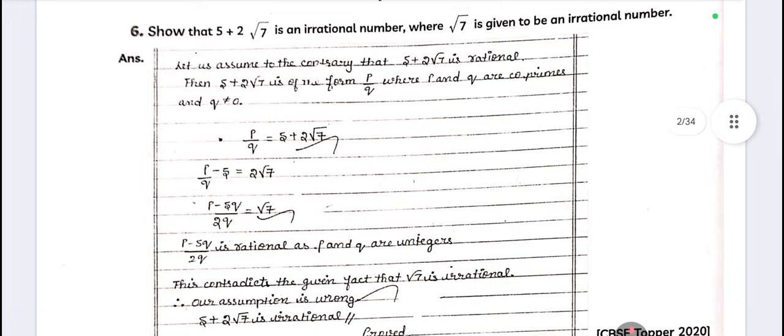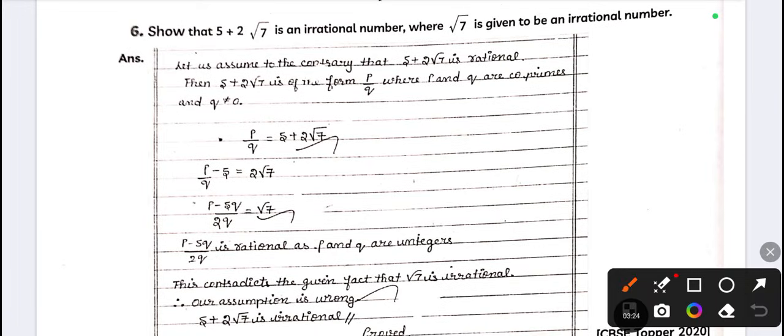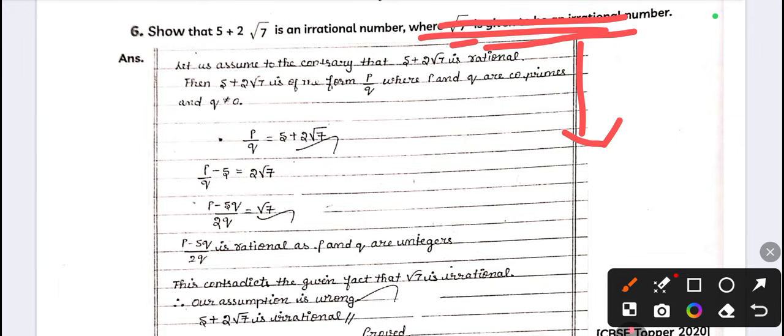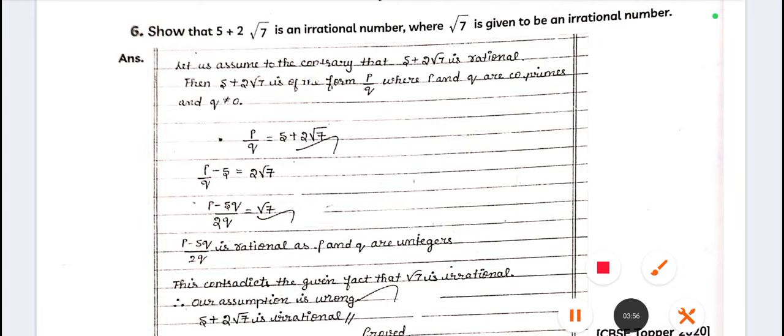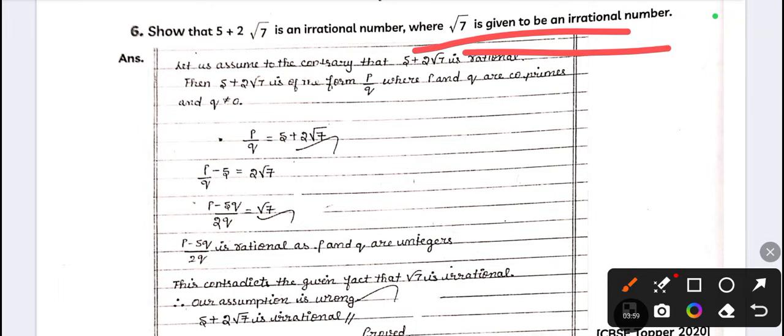And our own favorite, we are expecting an easier one. They may ask this type of question in the exam. Prove 5 plus 2 square root 7 is an irrational number, given that root 7 is irrational. Children, very important: whenever they say root 7 is given, you don't have to prove it. If the question only said prove 5 plus 2 root 7 is irrational, then we should prove square root 7 irrational separately also. But in this question, they have clearly given root 7 is irrational, so we don't have to prove it.